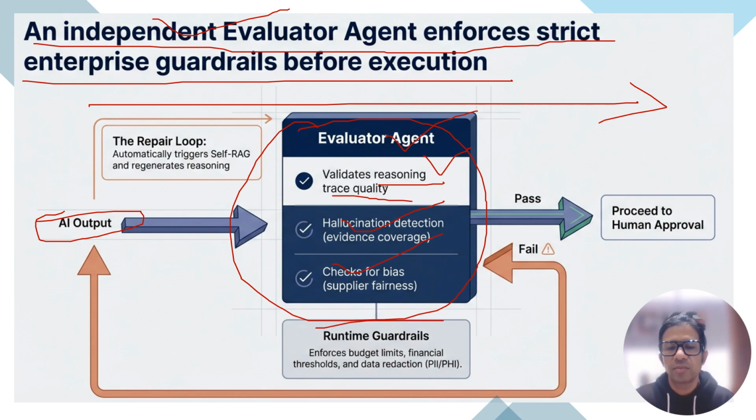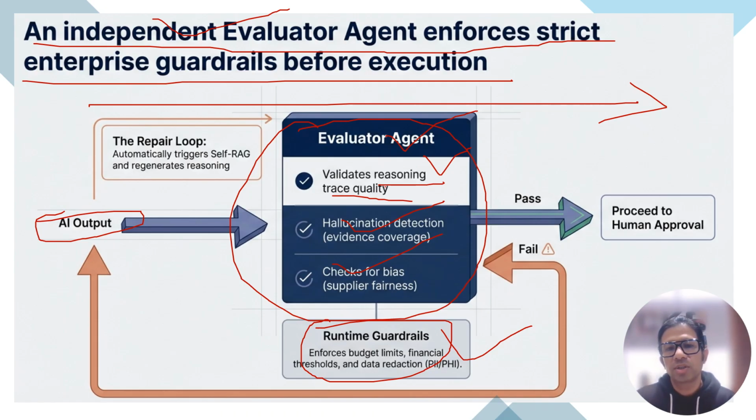Now this one comes to runtime guardrail. Now look at this bottom box. These are hard controls: budget limits, financial thresholds, and sensitive data redaction like PII, PHI. So even if an agent tries to do something outside policy, the guardrail blocks it. It's a policy gate. So this lock means no policy violation can pass.